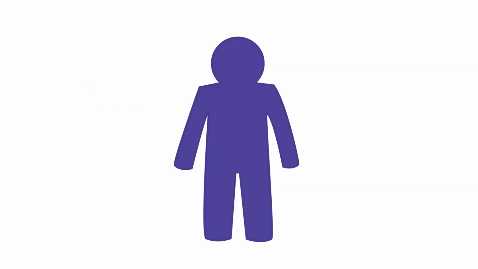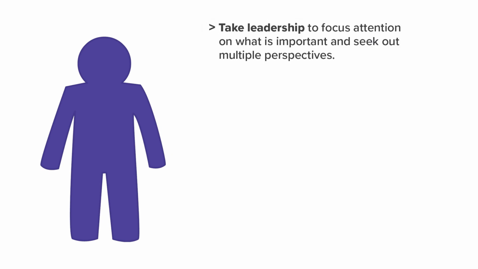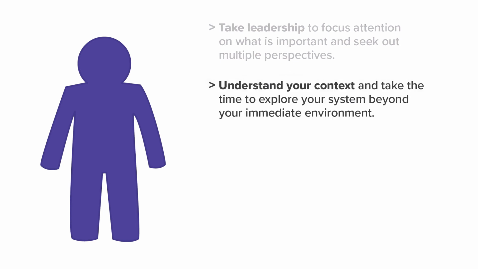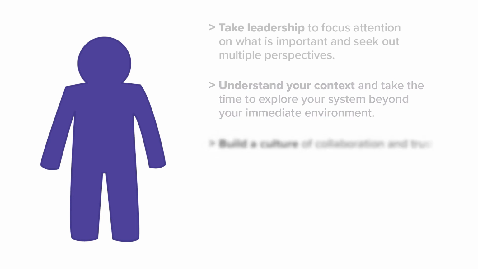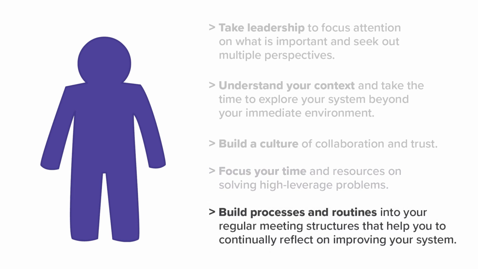And while no one person can change a system alone, each of us can impact systems change. For example, taking leadership to focus attention on what is important and seeking out multiple perspectives. Understanding your context and taking the time to explore your system beyond your immediate environment. Building a culture of collaboration and trust. Focusing your time and resources on solving high-leverage problems. Building processes and routines into your regular meeting structures that help you to continually reflect on improving your system.